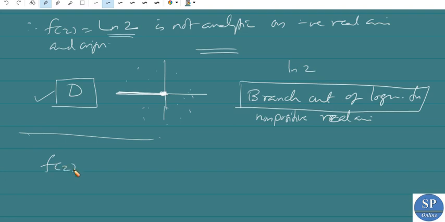So we have f of z is equal to ln of z. So this implies u plus iv is equal to ln of z, which is nothing but capital L of z, this is nothing but log of mod z plus i into argument of z, capital argument of z.